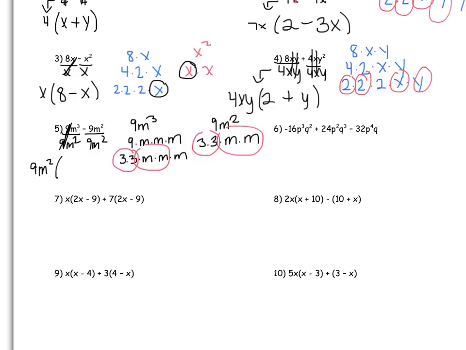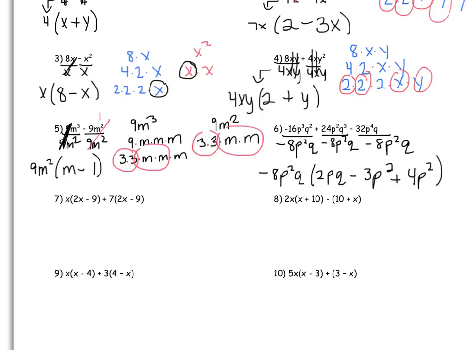Here the 9's will cancel, and then m to the third divided by m squared is just m. Here, everything's going to cancel. So if everything cancels out and there's nothing left, it cancels to 1. So it would be m minus 1 would be your inside. Alright, why don't you try number 6, and then resume to find the answer.